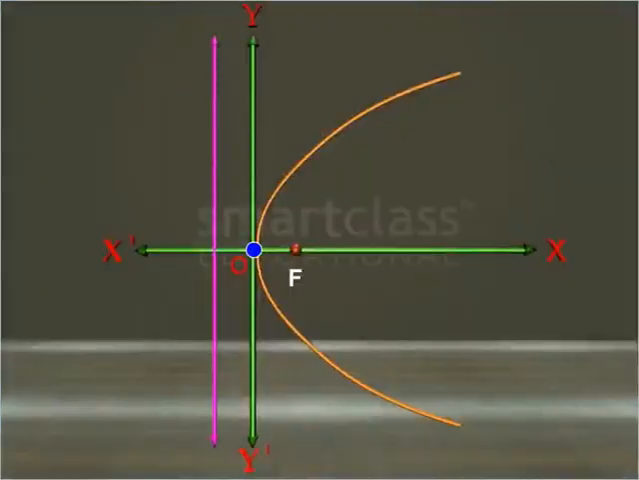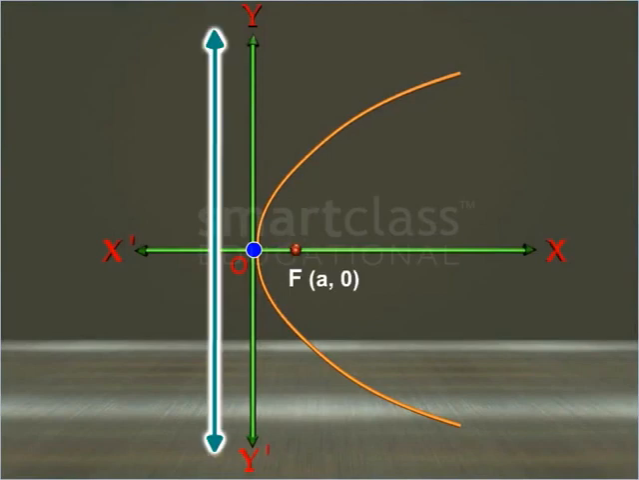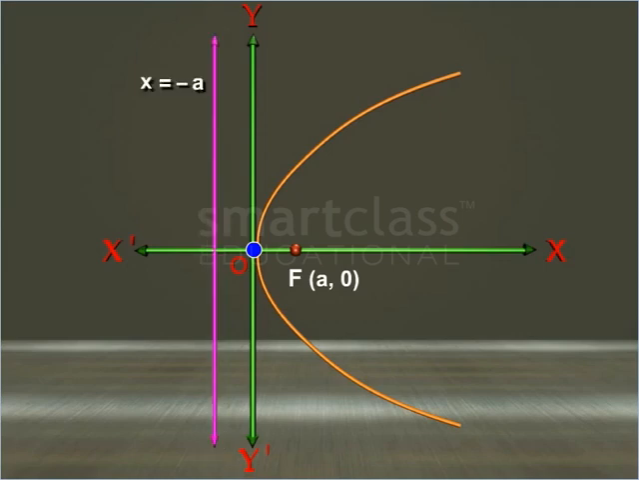Now take a close look at this parabola. Suppose the coordinates of the focus point are a, 0. The equation of the directrix is x is equal to minus a. Notice that the vertex of the parabola is the midpoint of the line segment joining the focus to the directrix.